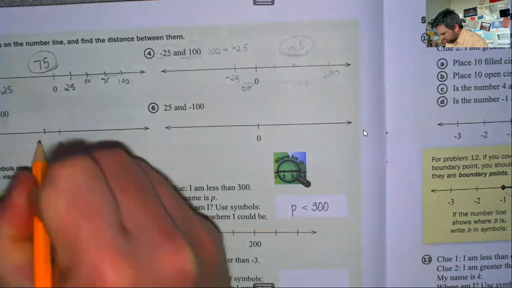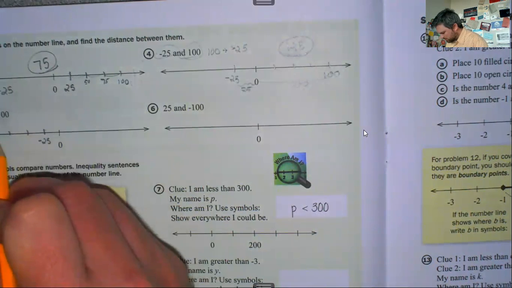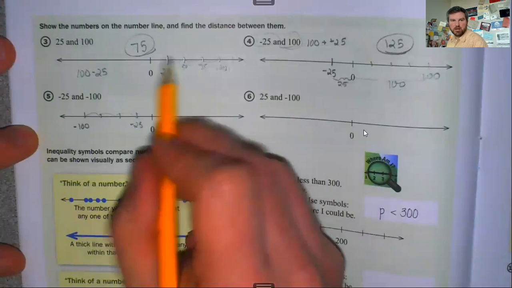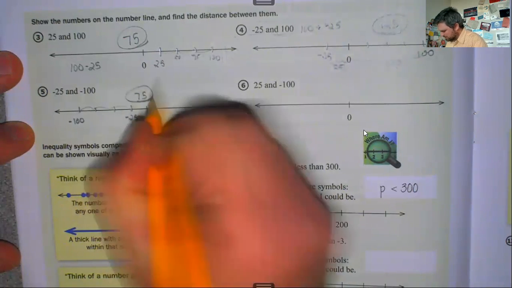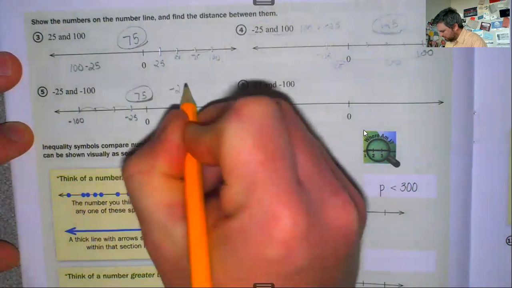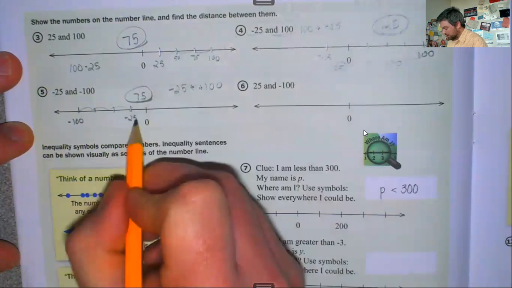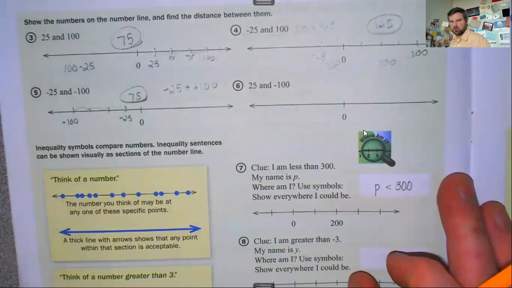Okay, over here, both of them are negative. So we got -25 here, -50, -75, -100. So what's this distance here? We got 1, 2, 3. That's kind of the same as what we had on number 3, but it's on the negative side. So here we have 75 again as the distance. That's -25 minus -100. Okay, you're going to add those two there. Again, -25 is bigger than -100. It's the opposite of what you think.